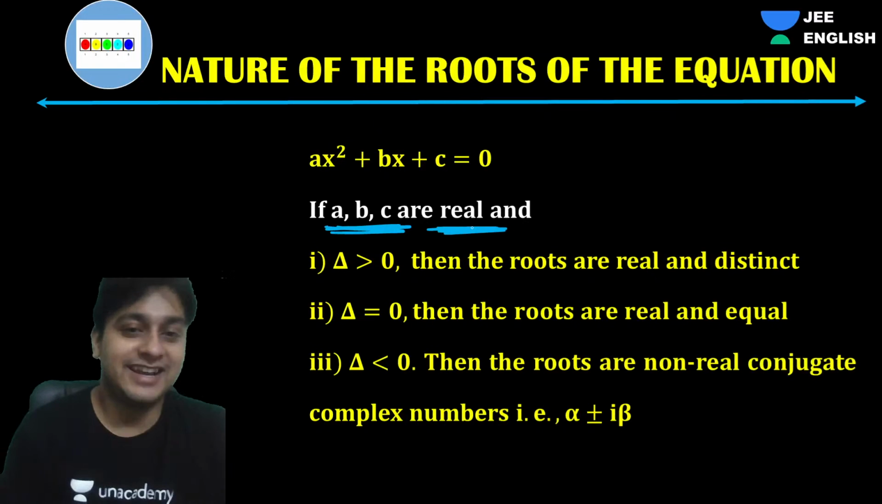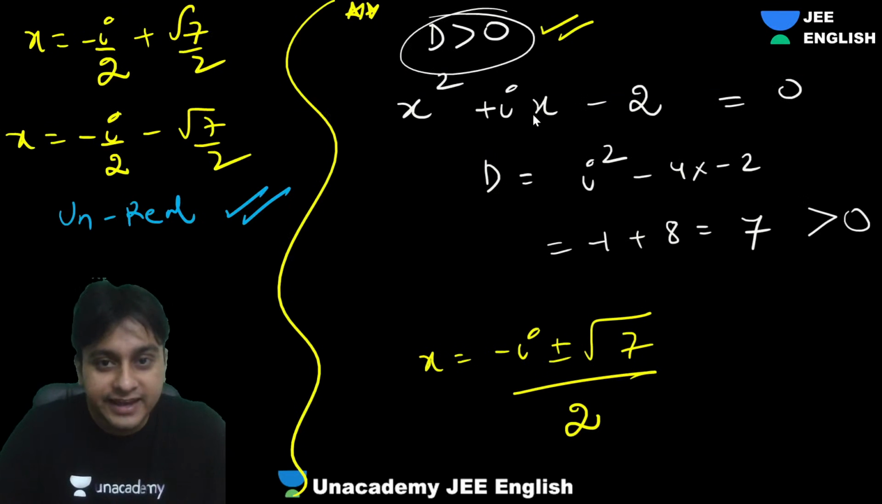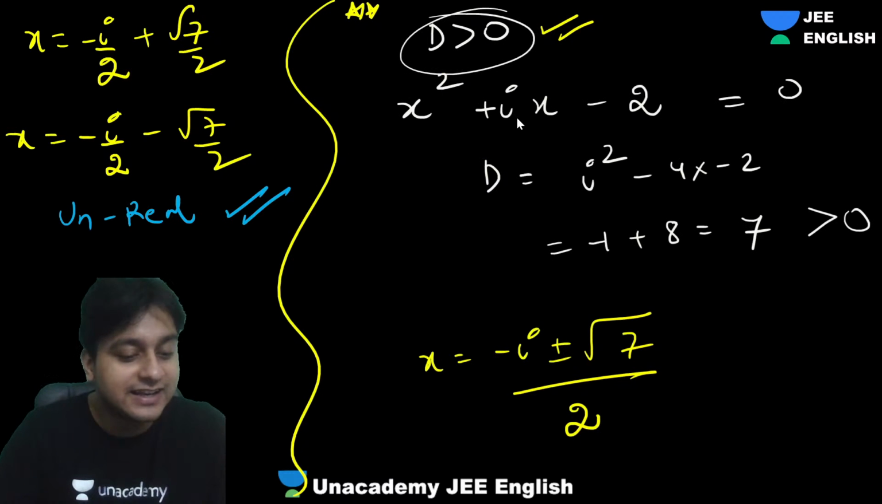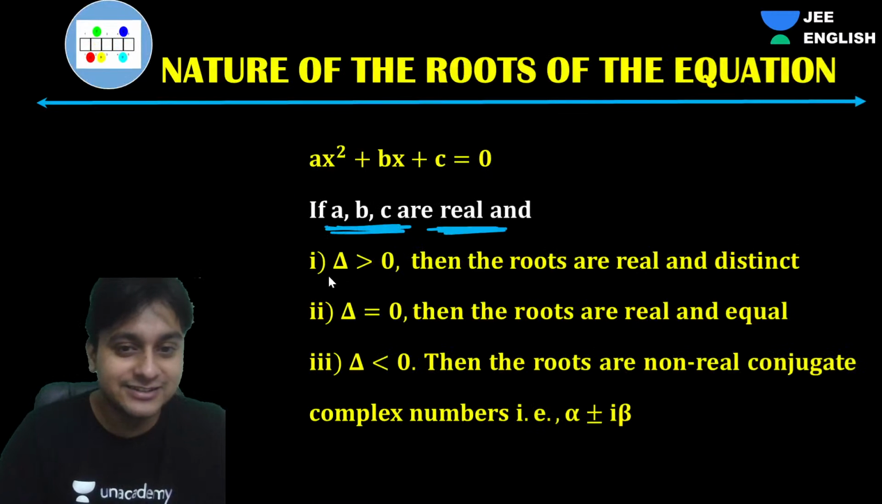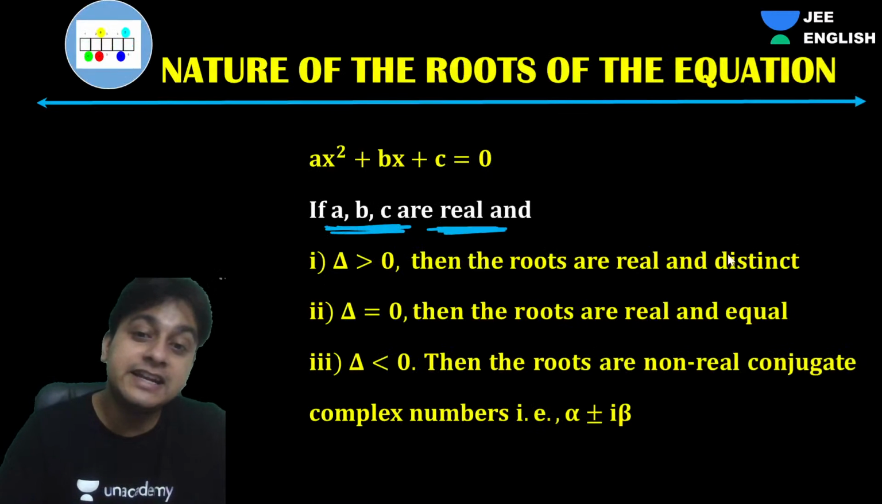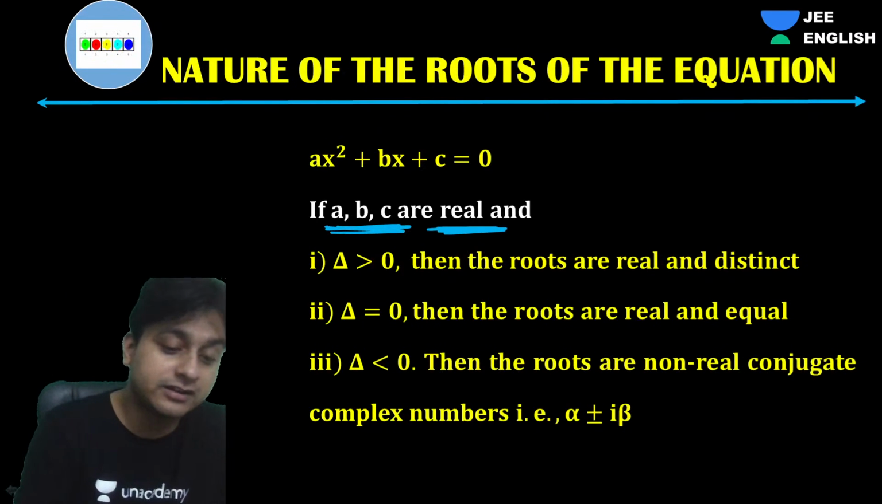Understood? Great. So guys, it should be a, b, c real. Here what was happening was a was real, b was unreal. Isn't it? b was iota. That's the reason why this concept does not hold true for this. So real and distinct roots are possible when a, b, c are real. If a, b, c are unreal, then you cannot comment on anything.